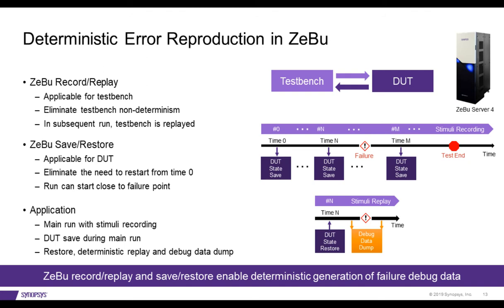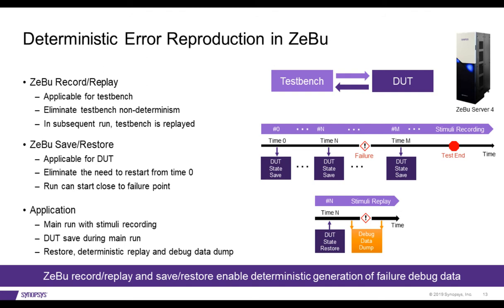The second technology is ZeBu save and restore. This is applicable to the design, and the benefit is that it eliminates the need to restart from time zero. So when you hit an issue, through ZeBu save and restore, you can start from closer to the failure point and save the time by not running from time zero. Now, both of these technologies actually work hand in hand.